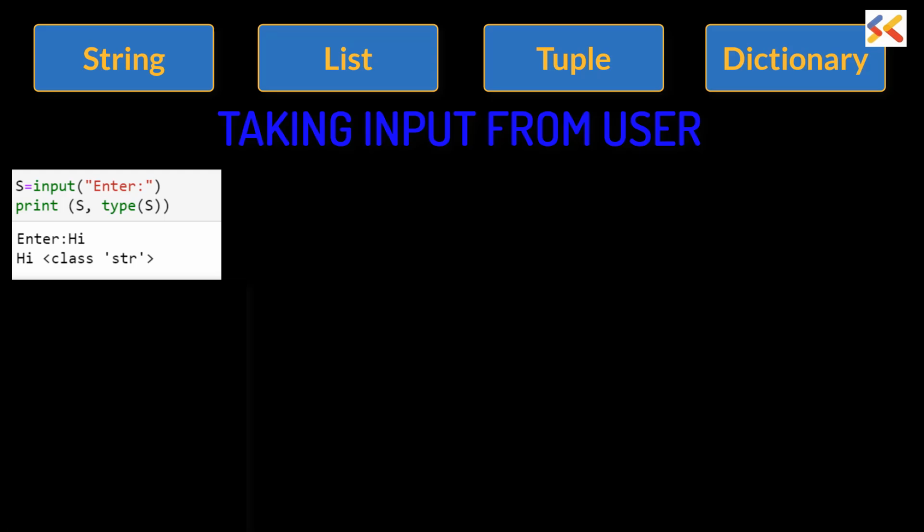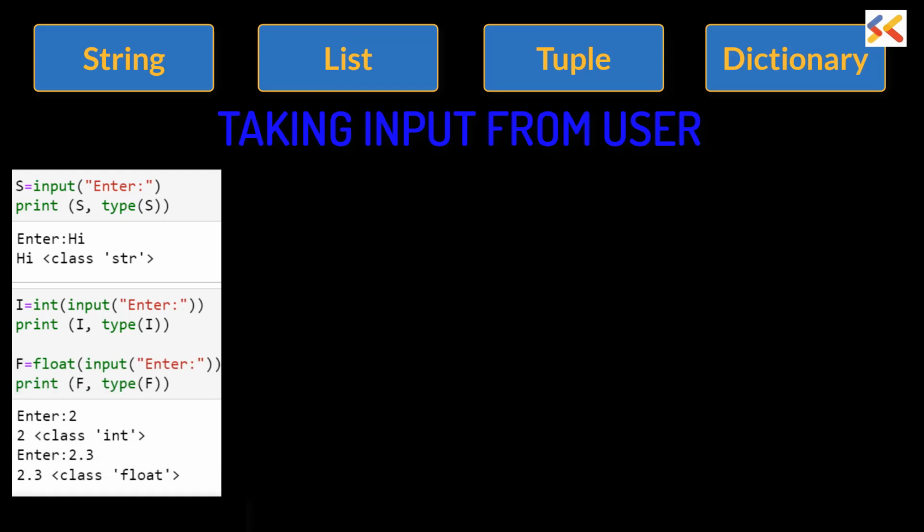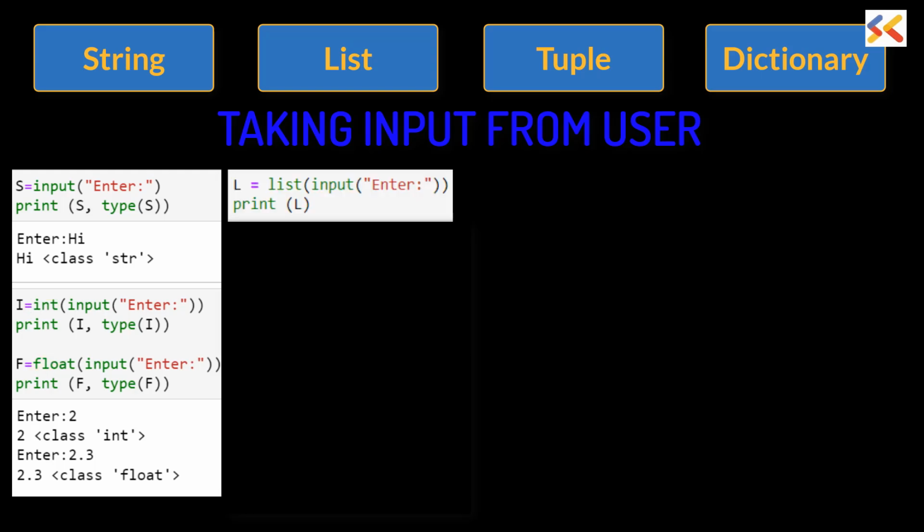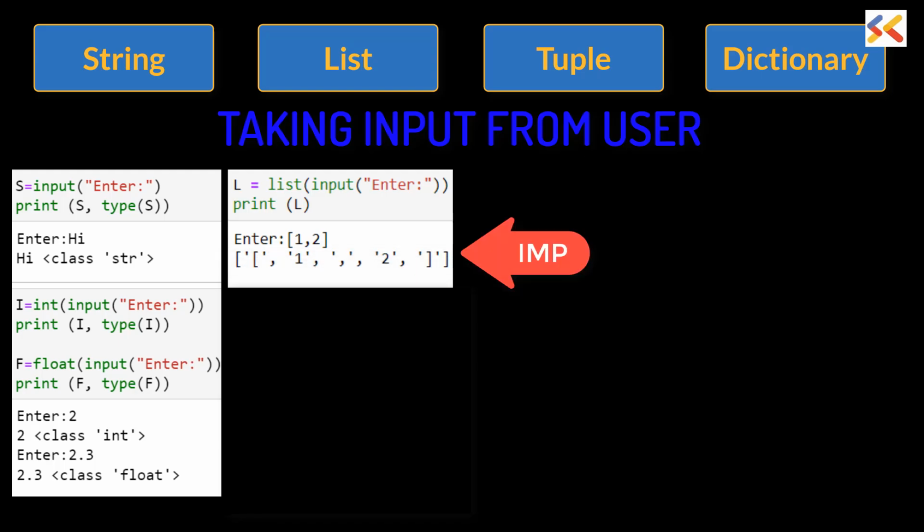If we need int or float value as input, we use the same input function and then use int or float function to convert this string into the desired type. Now how do we input a list? Can we use list function to convert input to list? You can, but if you run it, result might not be what you expect.